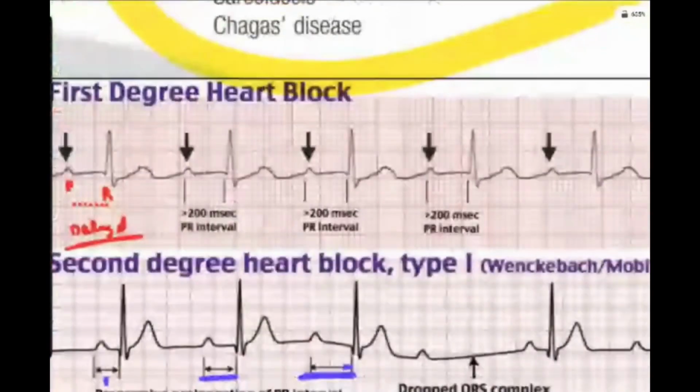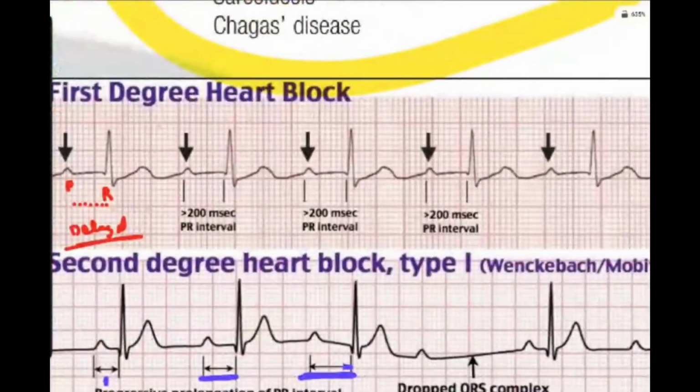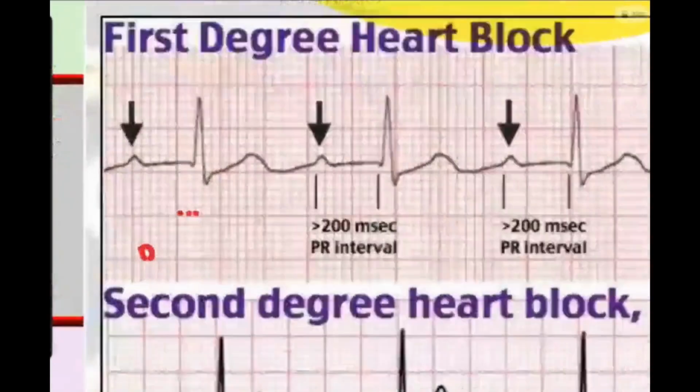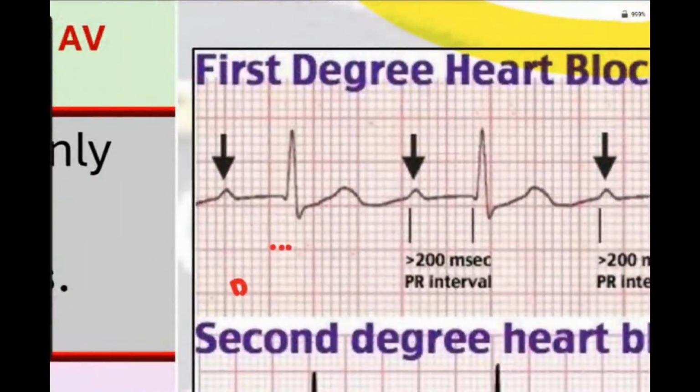See, first degree, what did I tell? Delayed conduction. Normally, how much gap should be there in the PR interval? Less than 3 boxes. This is the 3 boxes. But here you see, this is the P wave and this is the R wave. How much gap is there? More gap. Here also, the PR interval is more. First degree is delayed conduction.